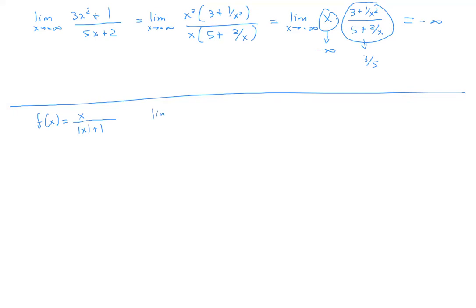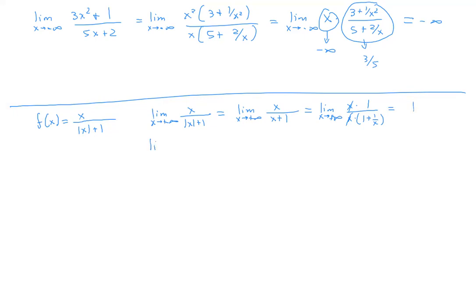If we take the limit as x tends to positive infinity of x over the absolute value of x plus 1, then since x becomes eventually positive, we can replace the absolute value of x by x because we're interested eventually in positive numbers. And when we find this limit, factor out x from the top, factor out x from the bottom, 1 plus 1 over x. These two things cancel each other, and you will get limit 1.